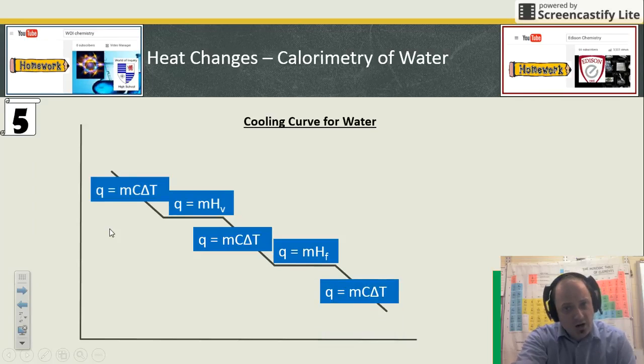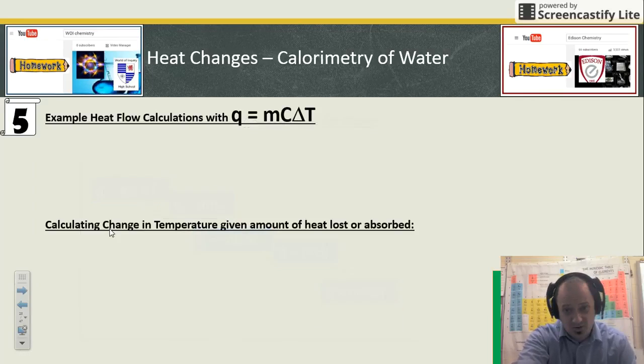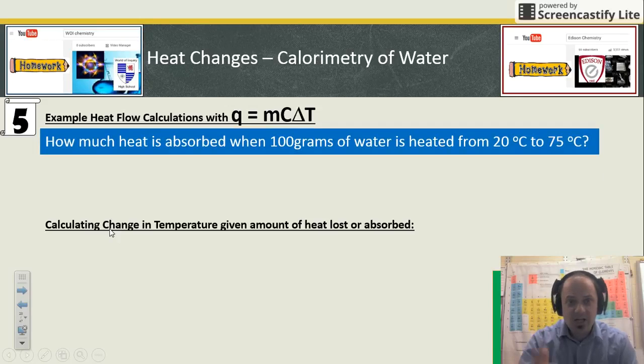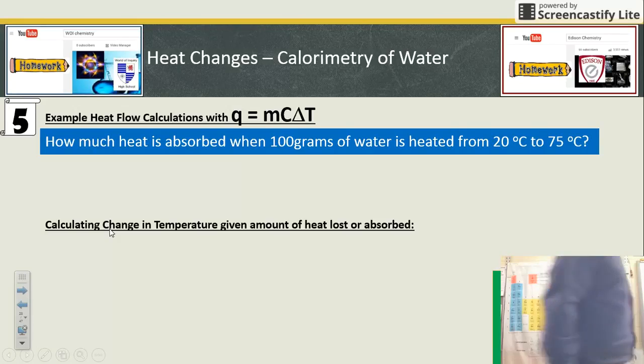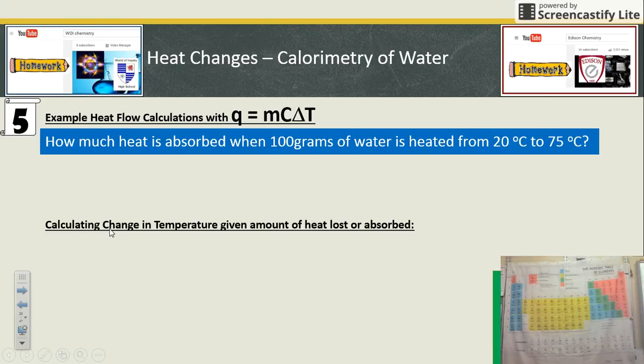Okay, so these are where you use each equation. But I need to show you how to use the equation and what kind of problems show up with this stuff. So here's an example heat flow calculation. How much heat is absorbed when 100 grams of water is heated from 20 Celsius to 75 Celsius? So we'd have to use Q equals MC delta T in this case. I always write out my equation first. Q equals M times C times delta T.